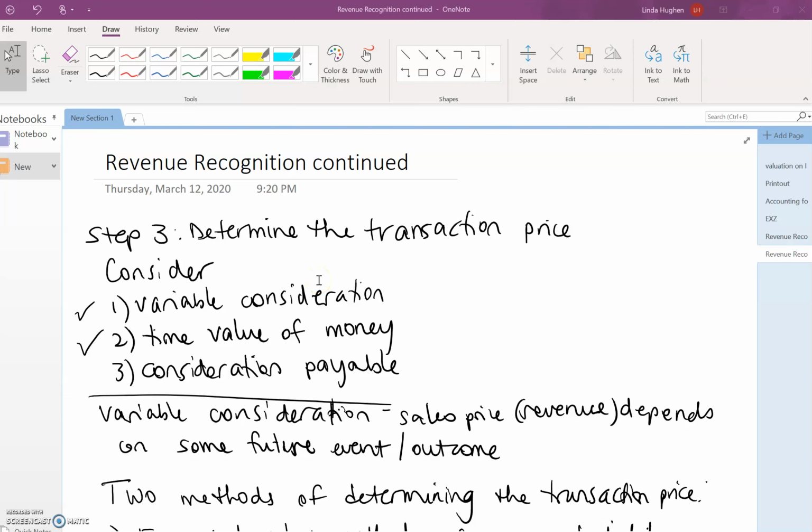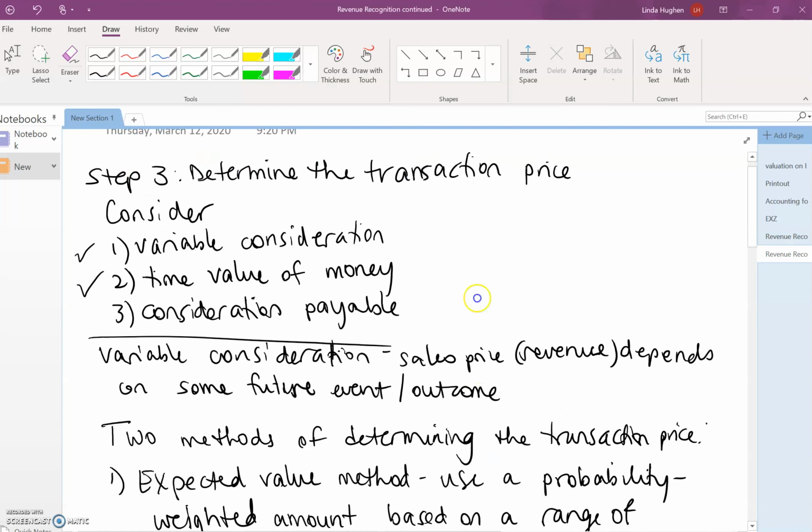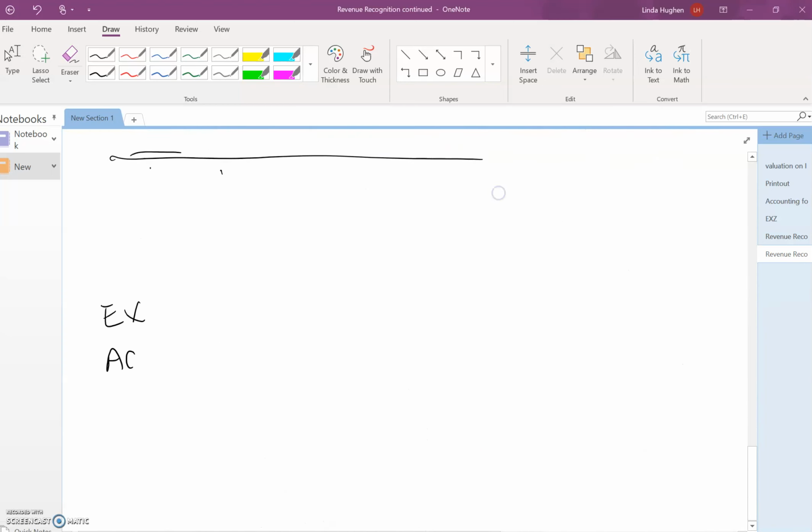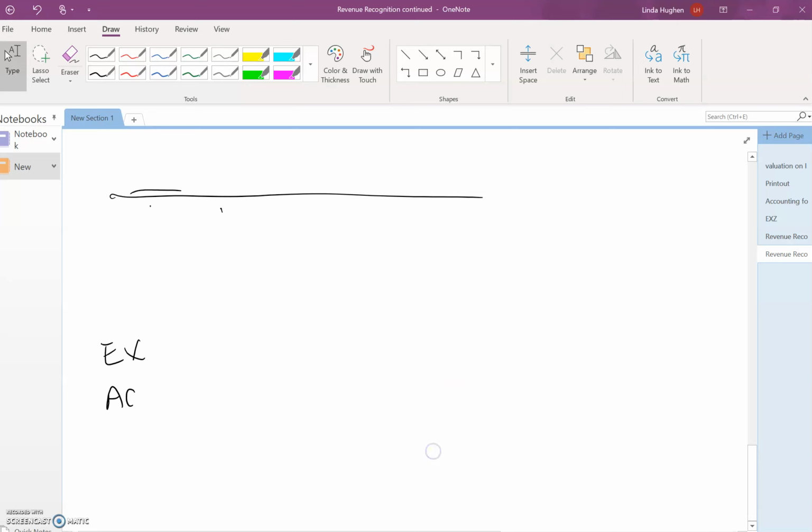Our last video finished up at step 3, and we did not have a chance to get through our third component, our third consideration of step 3. Remember, step 3, determine the transaction price. We discussed accounting for variable consideration. We discussed time value of money when there's a financing component to a transaction. And last, we're going to finish up with consideration payable. Fairly straightforward topic. Did not fit in my last video.